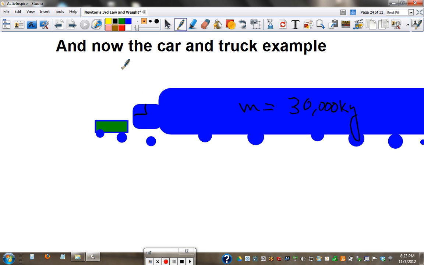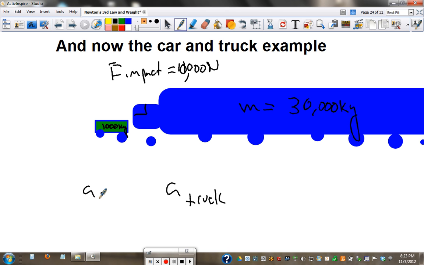And we'll say the force at impact equals 1,000 newtons. And we'll say this guy is 1,000 kilograms. Maybe that was a pretty big force. Let's call it 10,000 newtons. All right, what's the acceleration of the truck and the acceleration of the car?